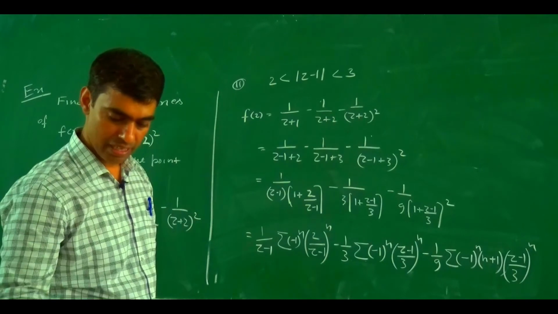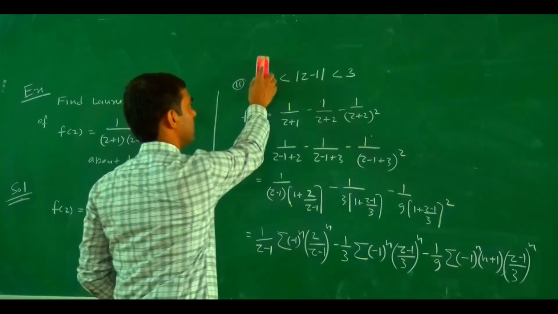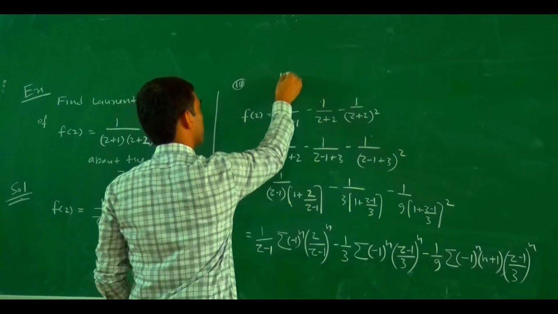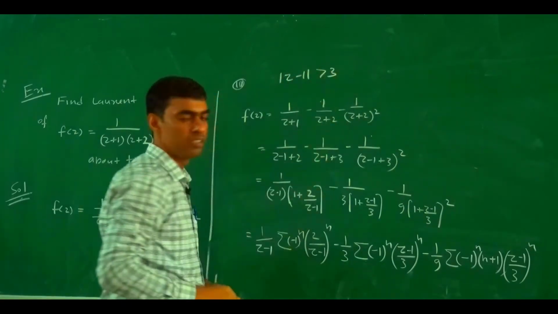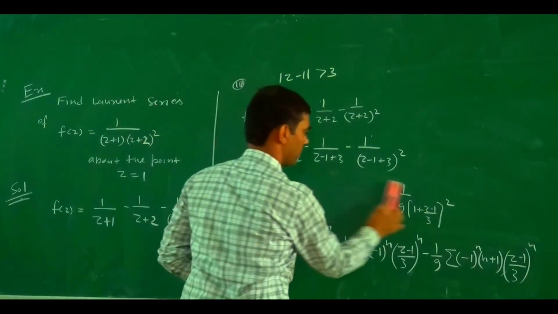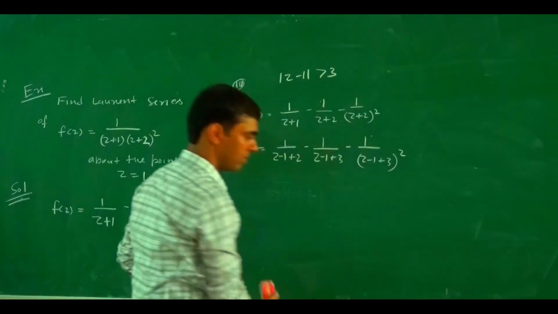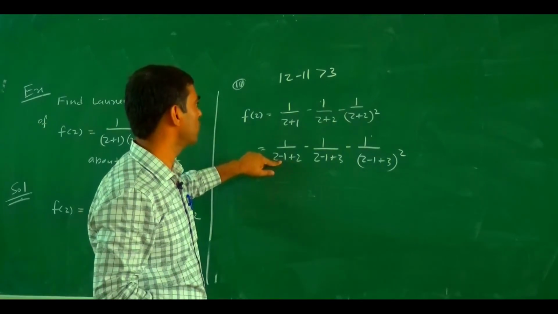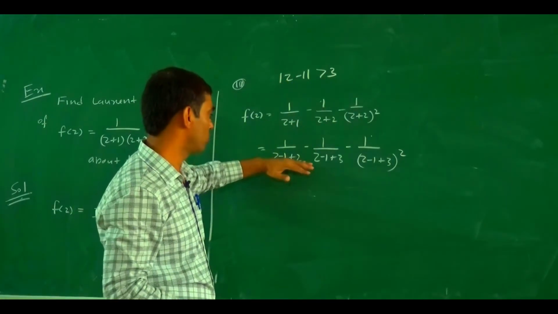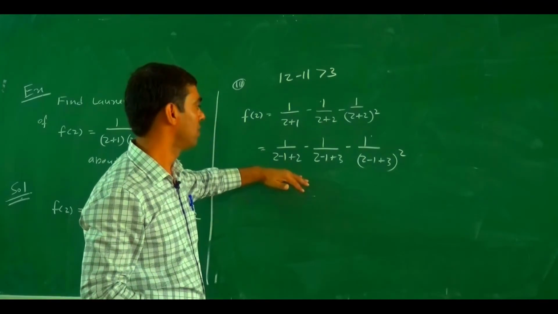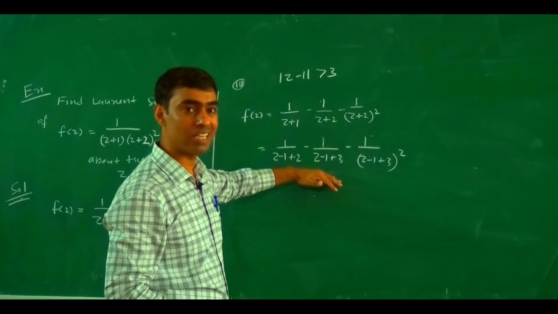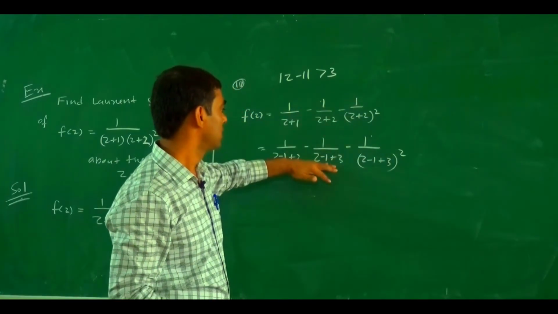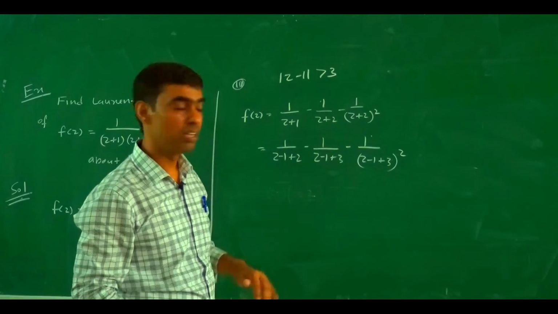And similarly, we find the Laurent series expansion for the third case. What is the third case? Case third is mod of (z minus 1) greater than 3. So here, what are the changes that occur for the binomial expansion? For the binomial expansion, if we closely observe, what is the value of mod (z minus 1)? Mod (z minus 1) is greater than 3. So 2 upon mod of (z minus 1) is what? Less than 1. 3 upon mod of (z minus 1) is what? Less than 1. And 3 upon (z minus 1) is also less than 1, because mod of (z minus 1) is greater than 3.